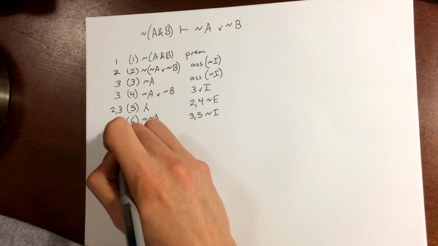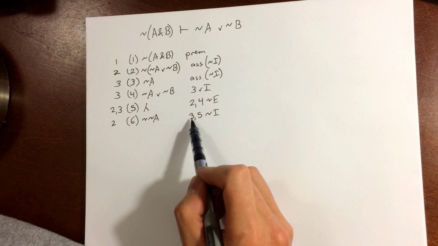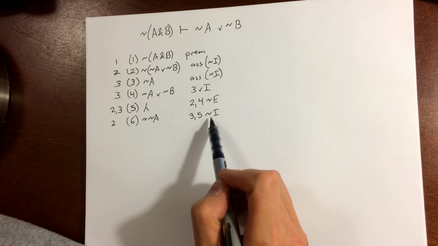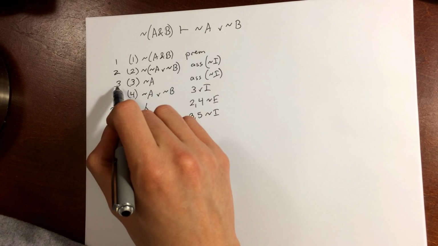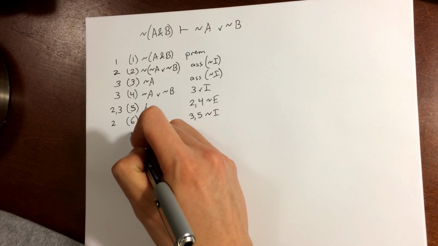Sorry, my brain is blanking. It's 2, right? Because 3 is 3, and then 5 is 2 and 3, but we discharge 3, and so you only get 2 as the dependency number.